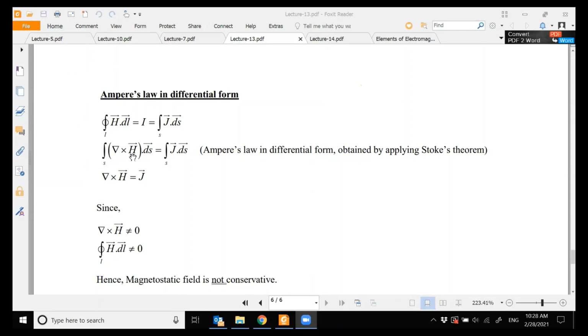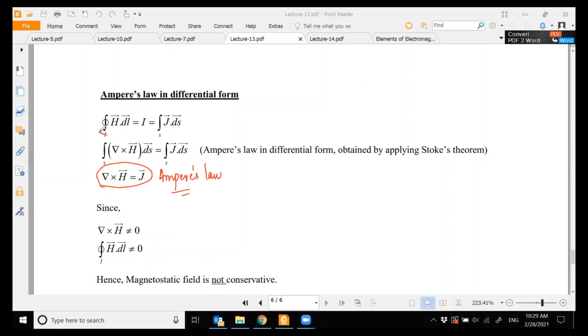Therefore you will have curl of H bar dot dS, and here you have J bar dot dS. So both are in surface integration. Therefore both inside the surface integrations must be equal. Therefore I will get del cross H bar is equal to J bar. This is Ampere's law in differential form.